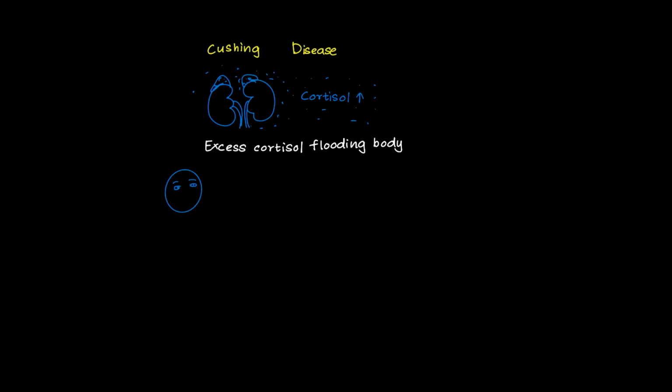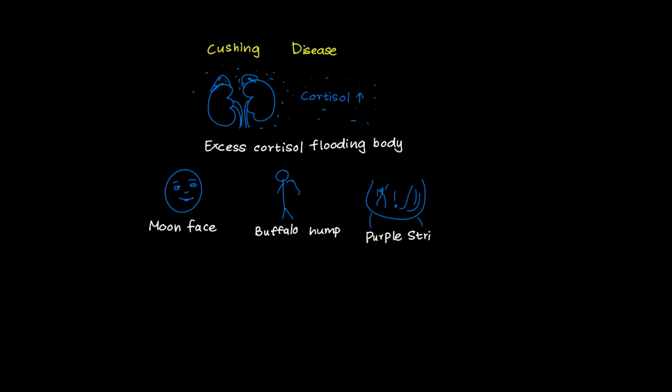It redistributes body fat, pulling it from the limbs and depositing it in the trunk, face, and upper back. That gives the round moon face and the fatty buffalo hump between the shoulders. Cortisol also thins the skin by breaking down collagen, which is why stretch marks appear purple and wide, particularly across the abdomen. And because cortisol opposes insulin, blood sugar rises, sometimes enough to meet criteria for diabetes.